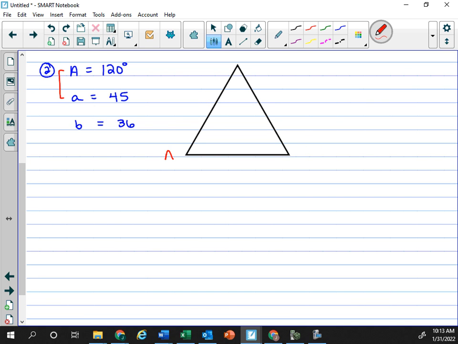So the angle I know goes down here. That's across from it. This one's got to be 36. Does that help? Is that how you set it up? Yeah. Okay. So again, it's not wrong. It's just harder.